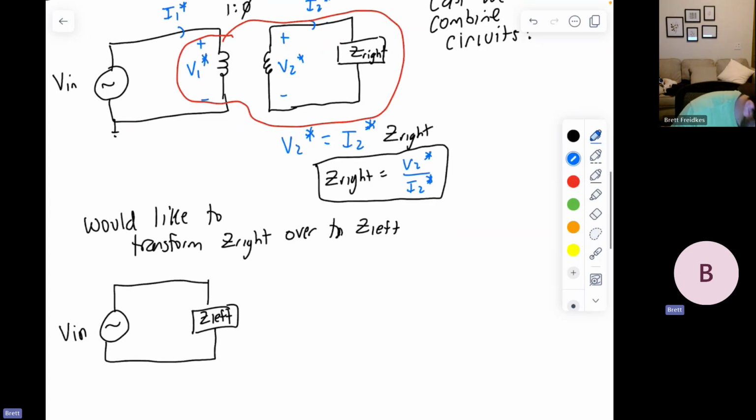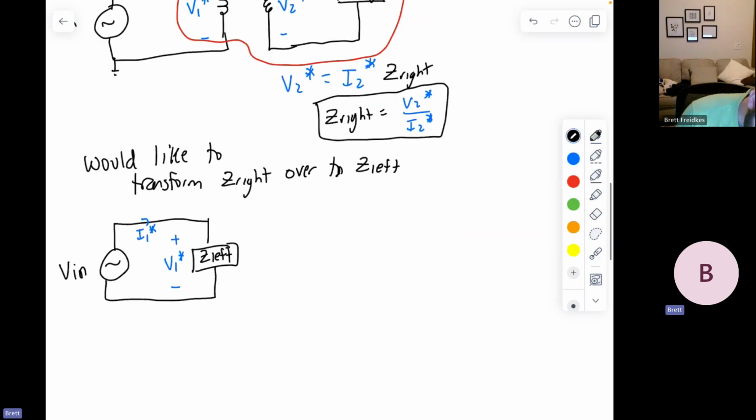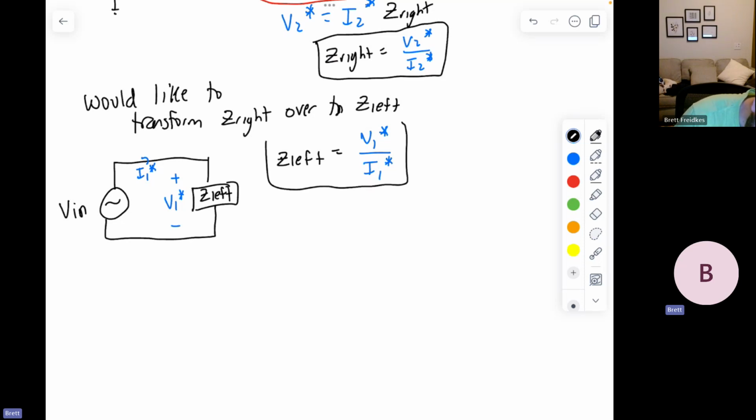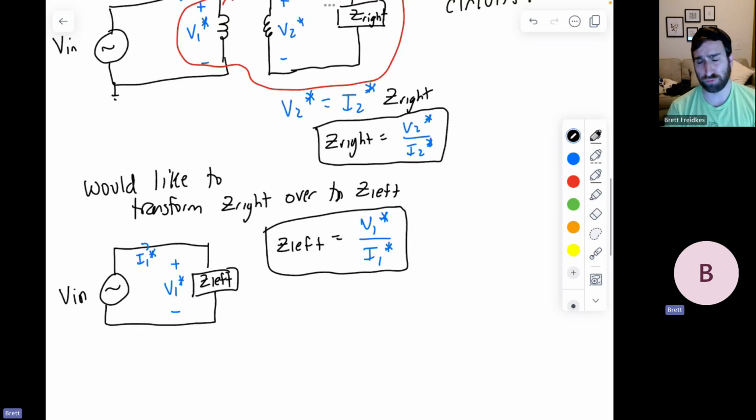Now, because before, like I said, this whole thing encapsulates everything that's happening on the right, the voltage drop across this is still V1 star, and the current that's traveling through this is still I1 star. So we can define Z left in the same exact way. Z left will be V1 star over I1 star. So if I can express Z left in terms of Z right, maybe that means I can transform it over.